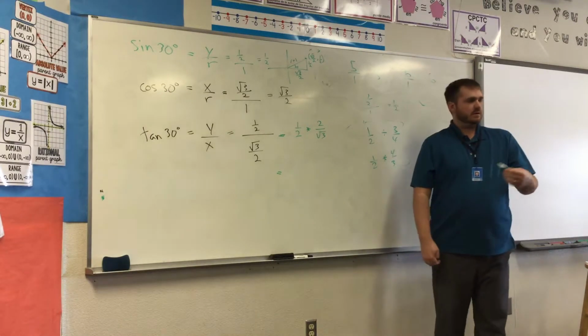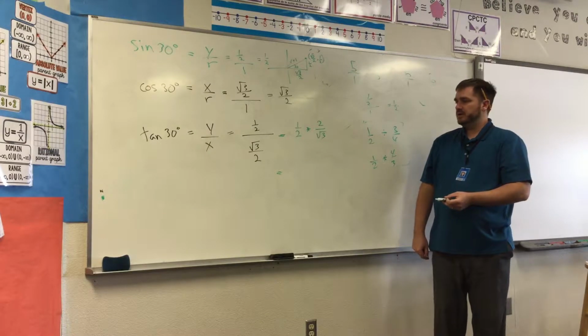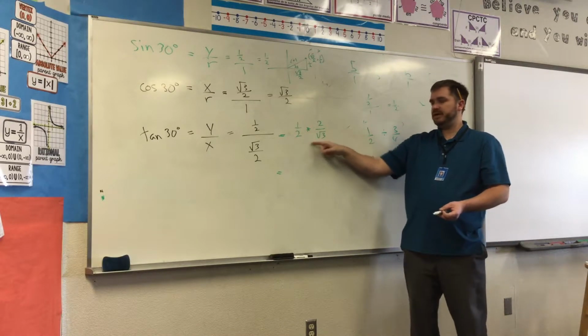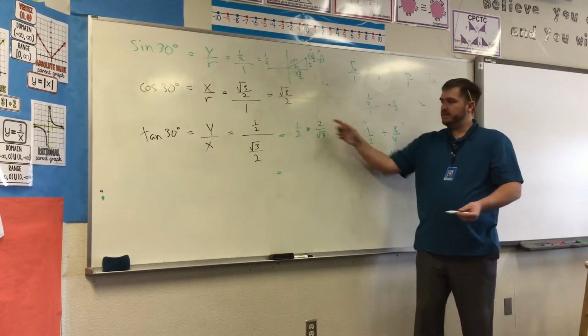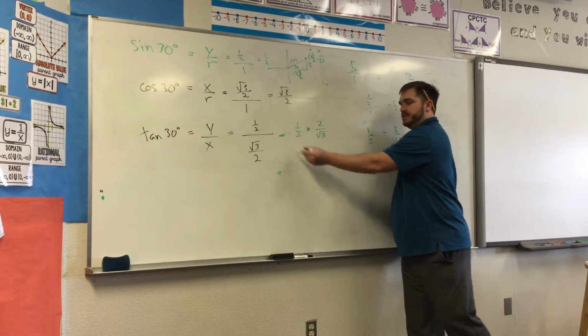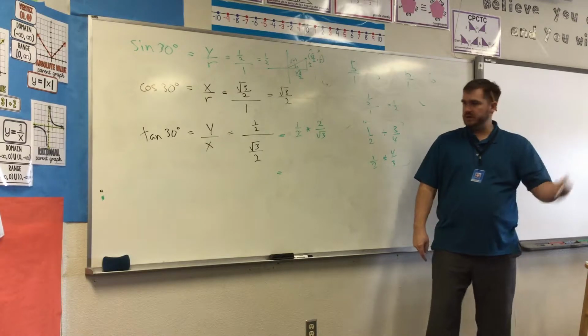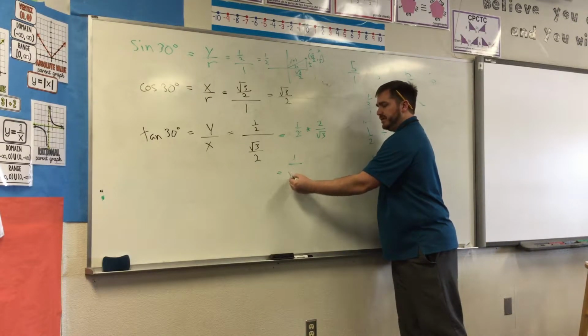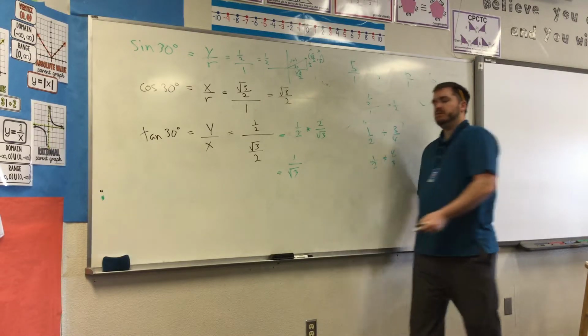Now, if you are also familiar with your fraction math, you'll know that if everything up here is being multiplied and everything down here is being multiplied, then some things would cancel. 2 divided by 2 is 1. So I just have a 1 here, so 1 times 1, so 1 divided by square root of 3.